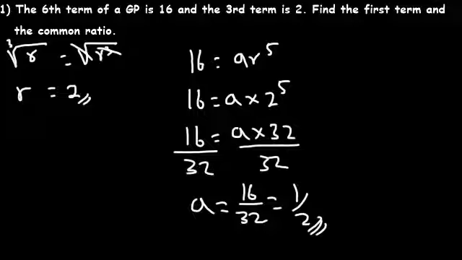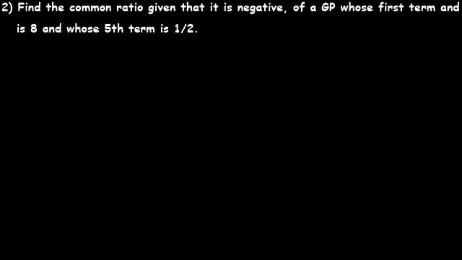On to example number 2. Find the common ratio, given that it is negative, of a GP whose first term is 8 and whose fifth term is 1 over 2. So kindly ignore this. That was a typing error.